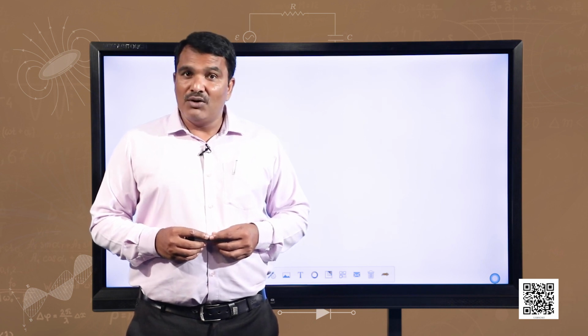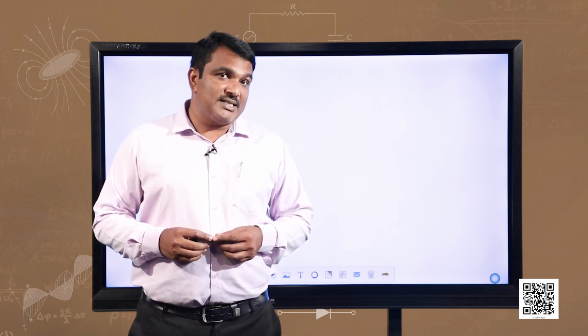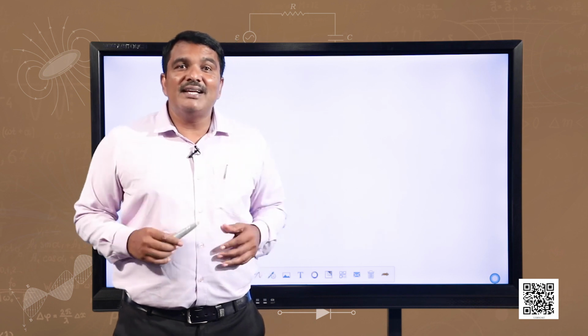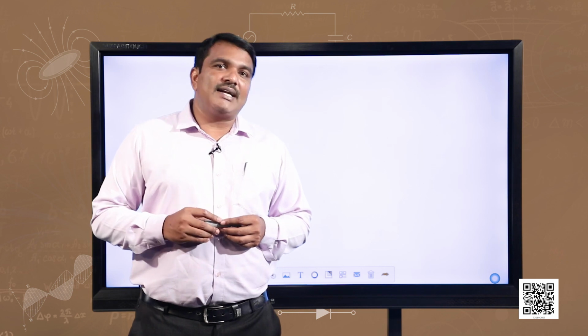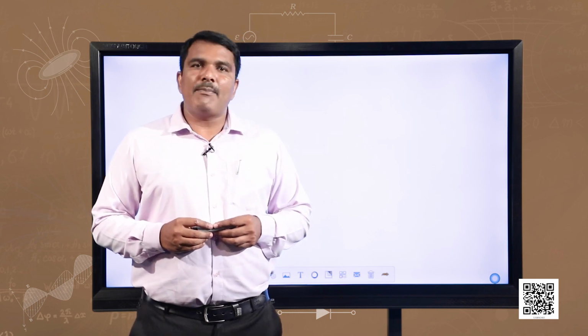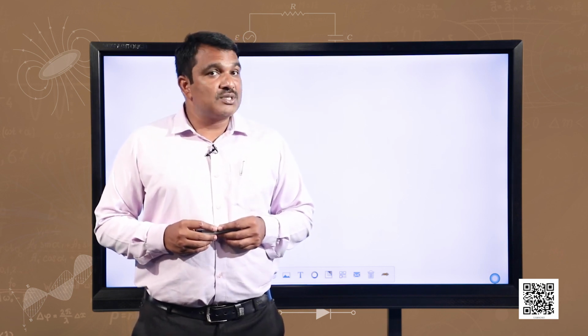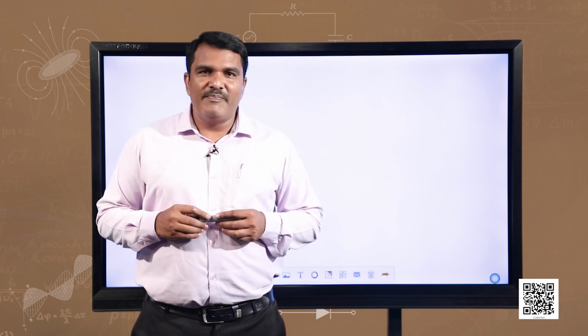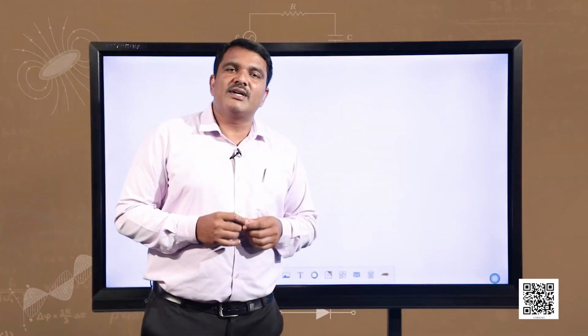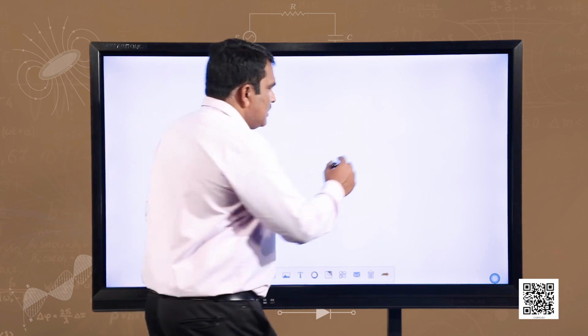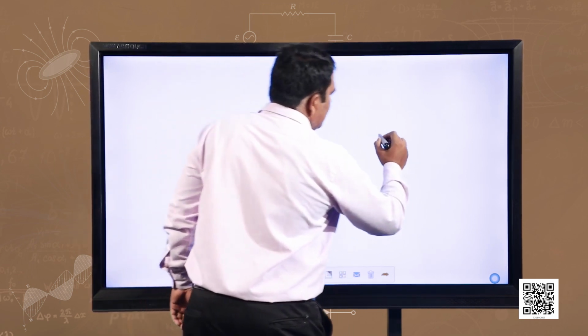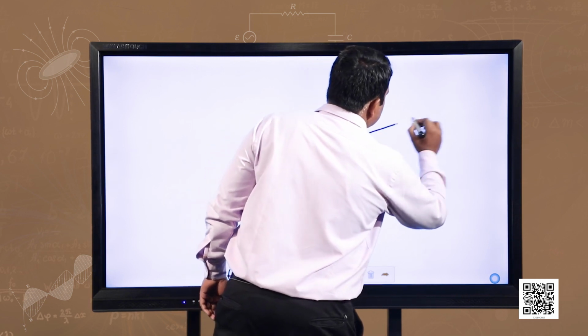Do you remember what a permanent electric dipole is? A permanent electric dipole is a dipole which has its own electric dipole moment, and this dipole moment is not induced by any electric field. Now, let us try to understand the behavior of an electric dipole by placing it in a uniform electric field.